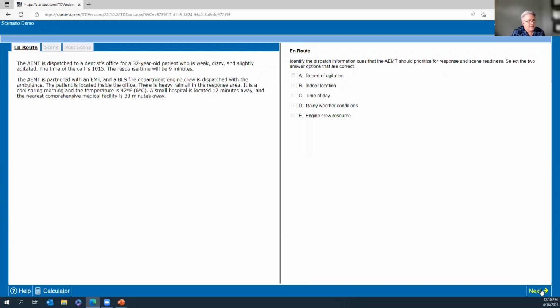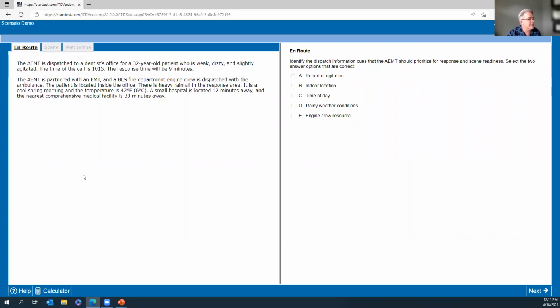And this would take us to what a test would look like for a candidate for clinical judgment. So I want to show you a few things on this. On the left here, we have the actual scenario. You'll note that there are 3 tabs: en route, scene, and post-scene. Being that the candidate has to answer the en route questions first, this is the only bit of information that's provided to them right now.